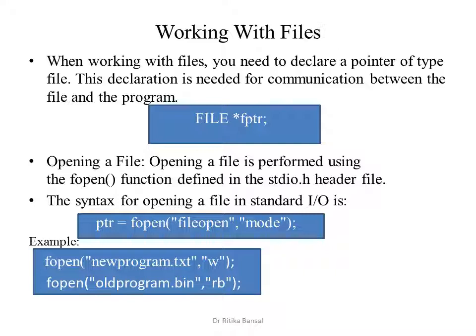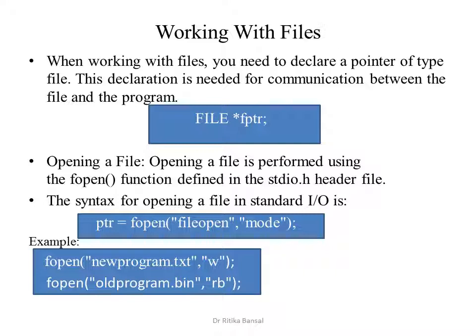In the third blue box in the example, you can see fopen. The first argument is new program.txt. This is the file name which we want to open, but we want to open this file in write mode because we want to write something. So for write, w is used. w stands for write mode.